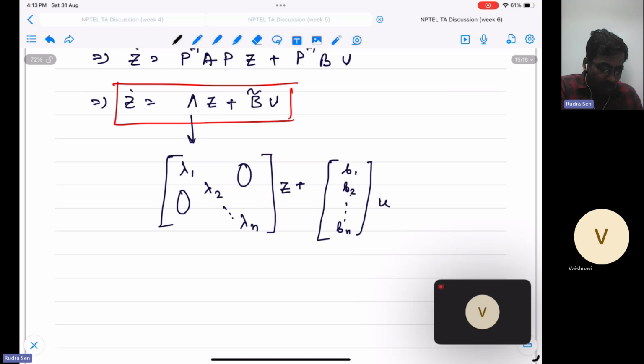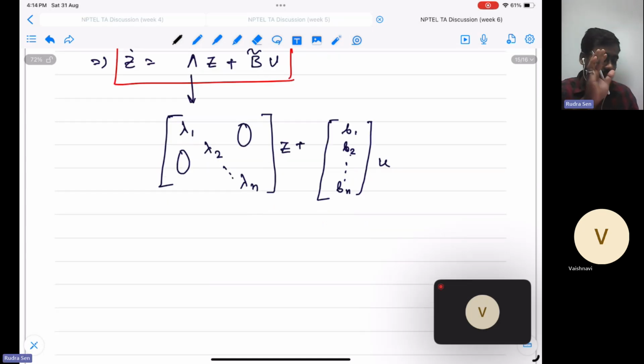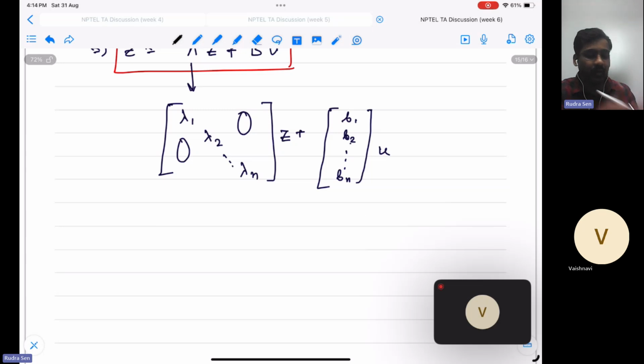In that way, if all the elements of vector B, I'm just mentioning in case of single input, if all the elements of the vector B are non-zero, then the system is controllable. In case of multi-input, at least there exists one non-zero element. Okay, we will see in a few examples.